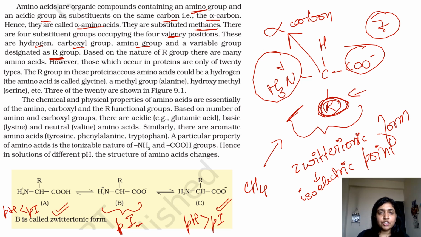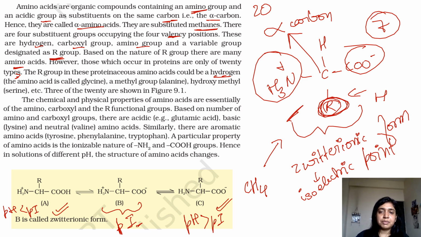Based on the nature of the R group, there are many amino acids. The R group can either make an amino acid basic, acidic, or, for example, it can also contain sulfur, which will make it a sulfur-containing amino acid, etc. However, those which occur in proteins are of only 20 types. So in our body, the naturally occurring amino acids are 20 in number. The R group in these proteinaceous amino acids could be hydrogen, and then the amino acid is called glycine.